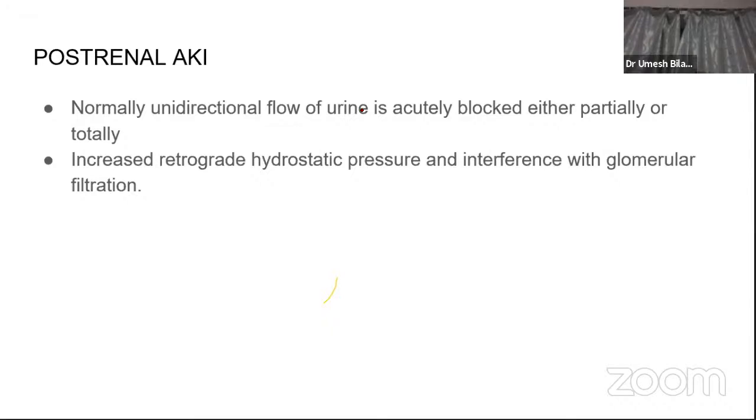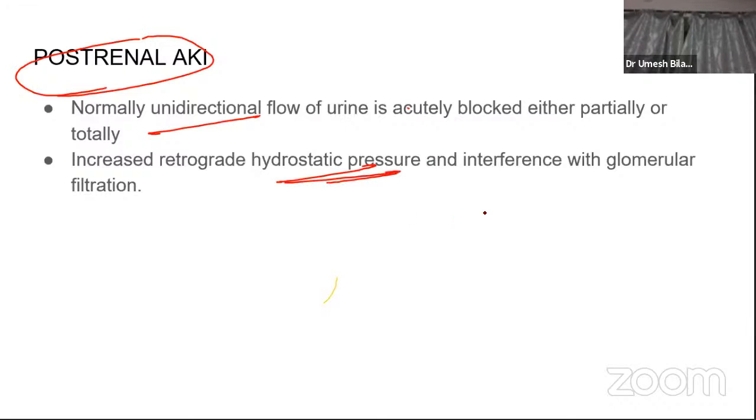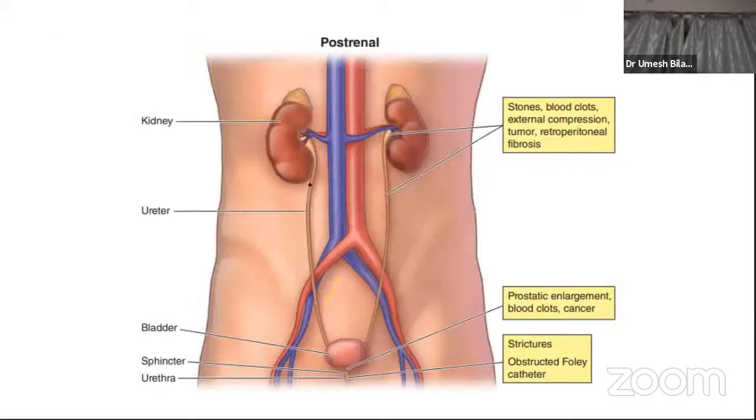Post-renal AKI, I already told you, because urinary flow is unidirectional, if there's a block, there is retrograde hydrostatic pressure buildup, and this interferes with glomerular filtration and causes acute kidney injury. Where can the block happen? Stones can be there, or compression by tumors sitting on the ureter, or retroperitoneal fibrosis compressing here. Prostatic enlargement will obstruct the prostatic urethra, and strictures in the urethra can also cause acute kidney injury, sudden acute or acute on chronic.